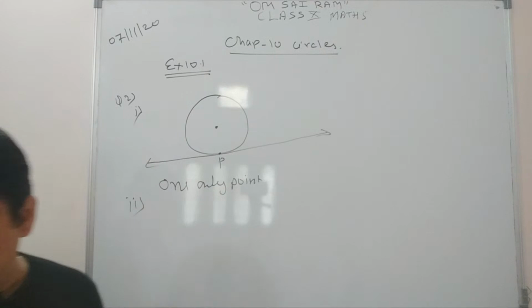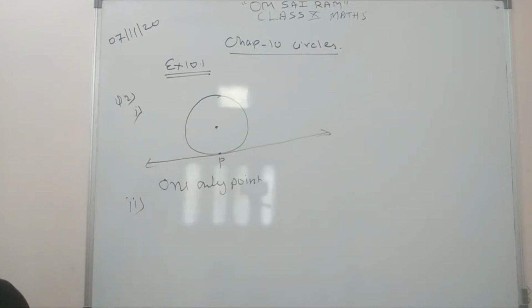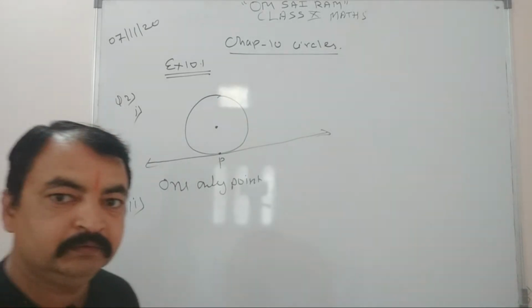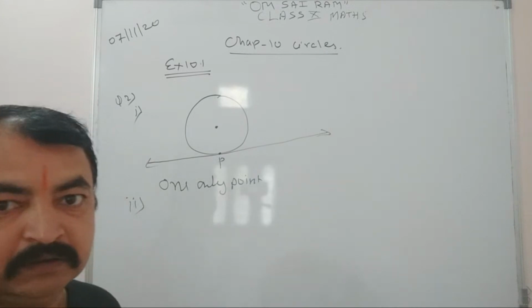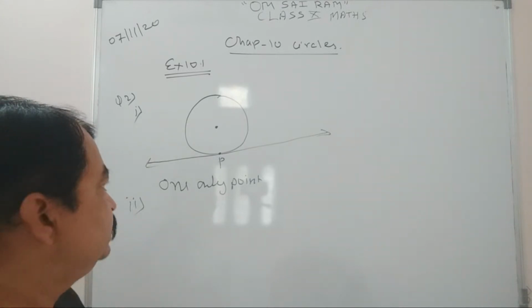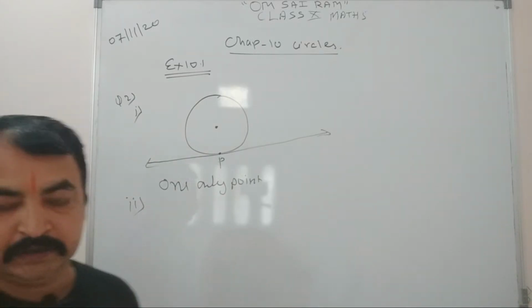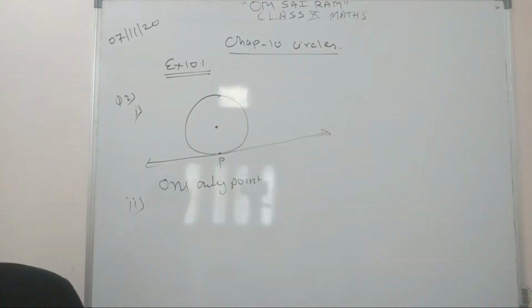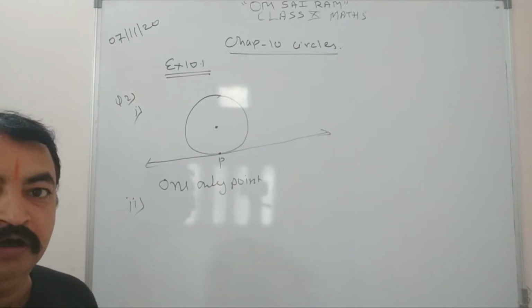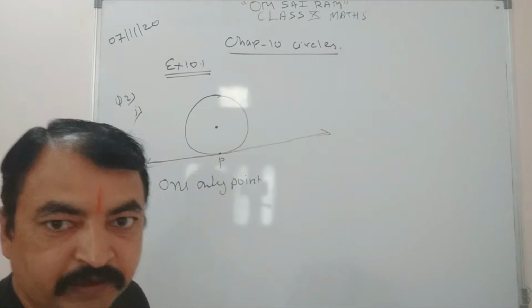What does the second point say? You see, a line intersecting a circle in 2 points is called a... Yes, Harshit, it is 1 for the first answer, only 1 point. Now proceed to the second question, Harshit. Okay, a line intersecting a circle at 2 points is called a secant.